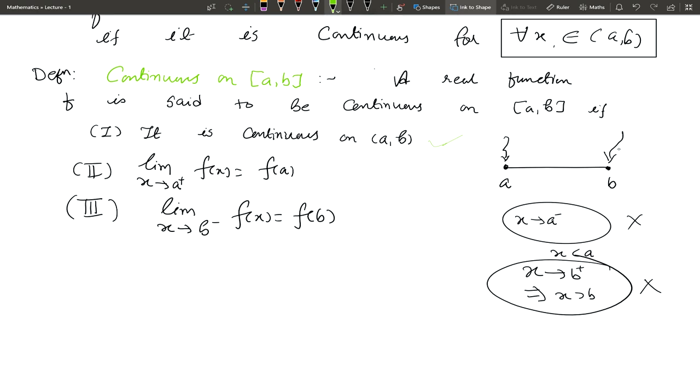Second, at a, we remember that left hand side limit is not possible. So limit x tends to a plus f of x equal to f of a. At b, we know right hand side limit is not possible as we have discussed. So limit x tends to b minus f of x equal to f of b. If these three conditions are satisfied, then we say that the function is continuous on the closed interval a comma b.